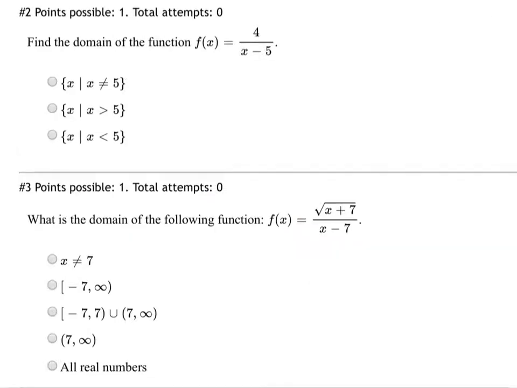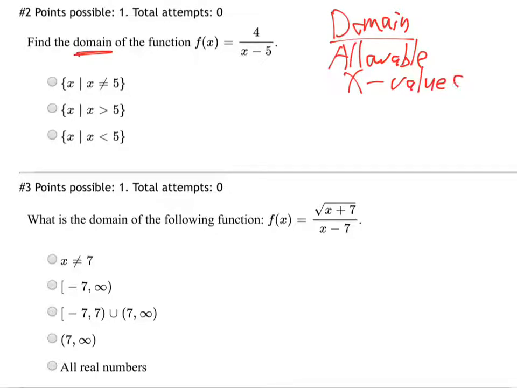On to 3.2. Here's what's new. And it's actually not hard. Domain. So they're going to ask us what might seem like a weird question. Domain. Like, what do you mean domain? What's domain? Here's what domain is. It's allowable x values. The x values you're allowed to plug into the function.